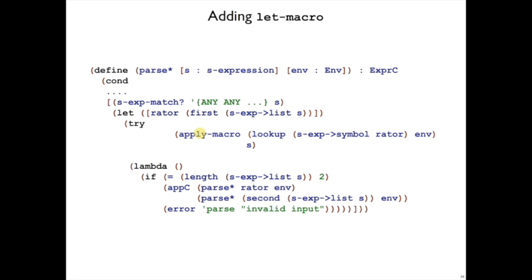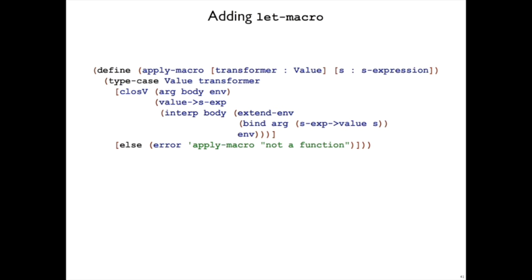And we want to apply that transformer function as a macro to the S expression that we came in with. So our macro function is going to get the whole S expression, and then it's going to rewrite it to some other expression. And then we should try parsing that again in the same environment.